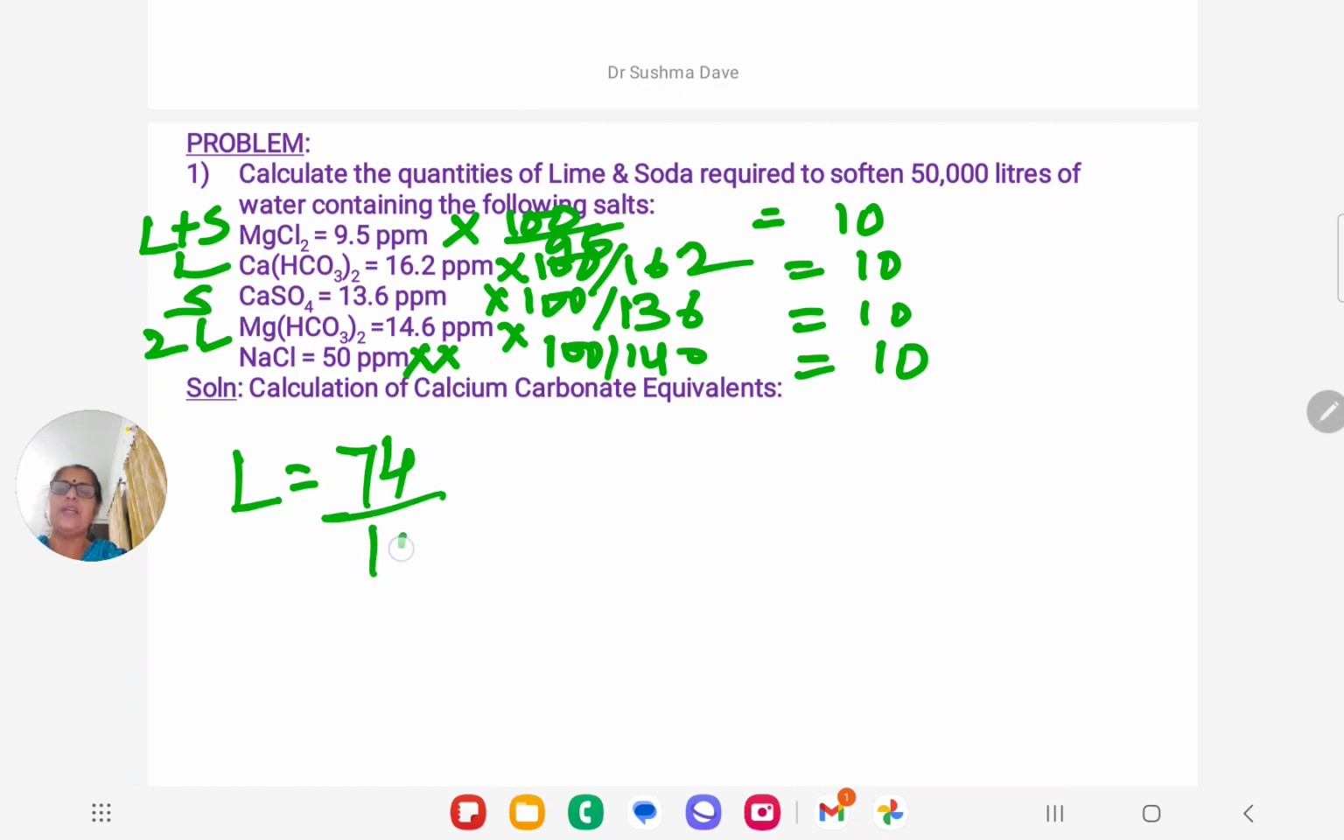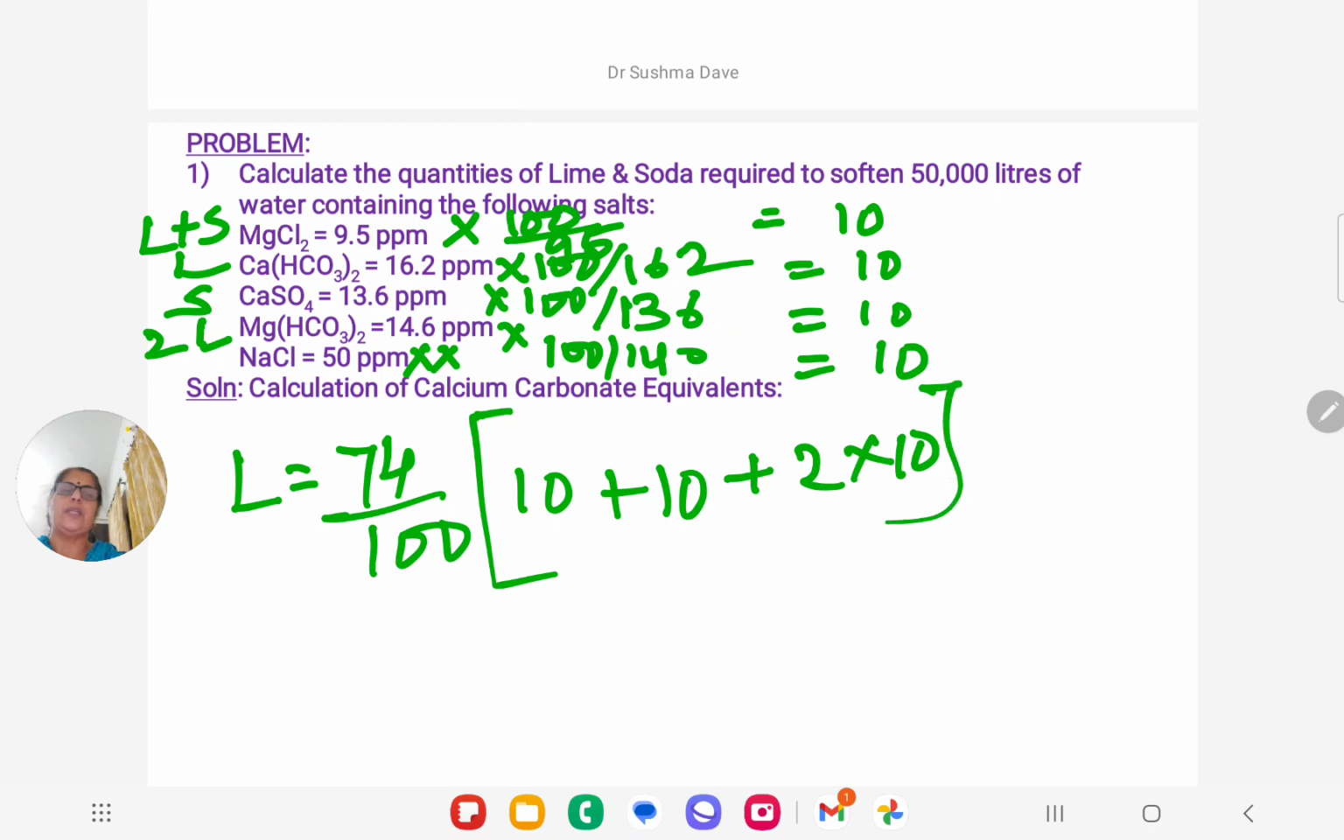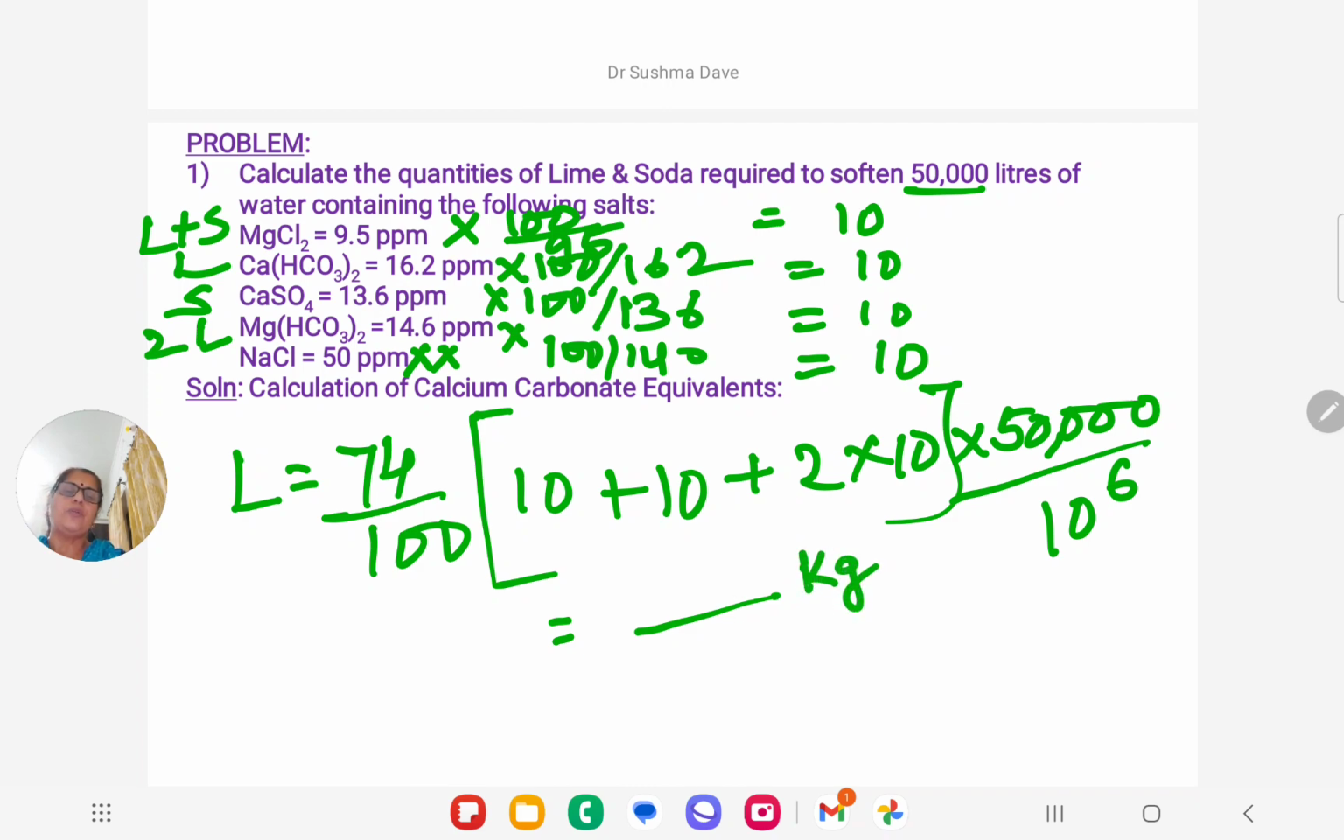So the L formula is 74 by 100. Now add all the L's. L is coming first in MgCl2, 10. Second, temporary calcium, again 10. The third one is skipped because it is only soda. The fourth one is 2 into 10, that is 20. This is multiplied with the volume of water, which is 50,000. This answer comes in mg. It is converted to kg by dividing it by 10 raised to power 6. Whatever answer comes, that is this much amount of kg lime.